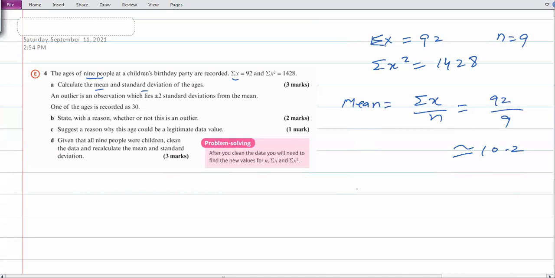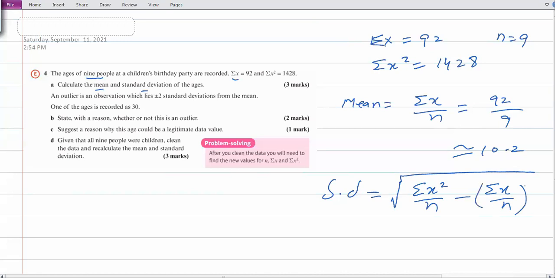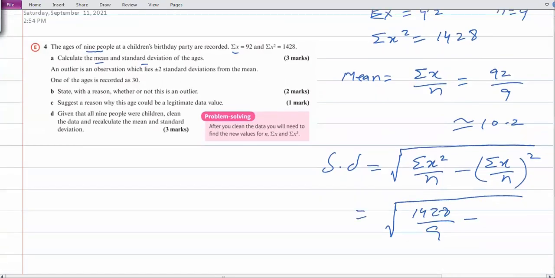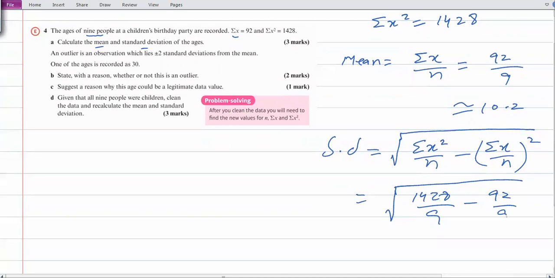Then the standard deviation. What is the formula for the standard deviation? The standard deviation is the square root of sigma x square over n minus sigma x over n, squared. This is for ungrouped data. If you remember, we took the standard deviation for ungrouped data. So put the values here: sigma x square is 1428 over 9 minus sigma x, which is 92 over 9, squared.